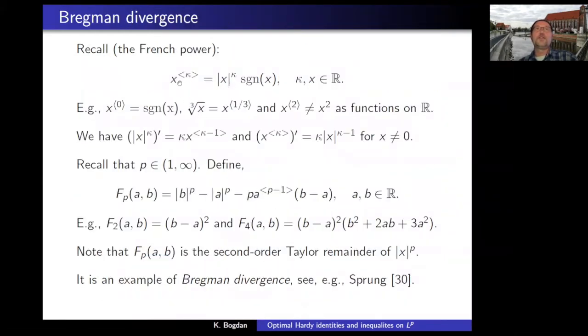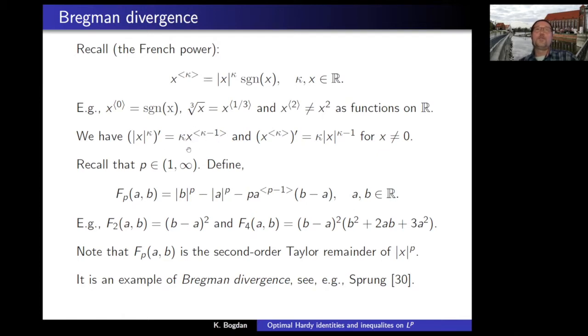So again, recall this French power that was defined on the previous page. For instance, the cubic root of x is x to the power 1/3, so that's the usual notation, but one should be careful with this notation. Perhaps we should teach our students this notation, and of course some other authors don't pay much attention, they just raise x to power 2 and consider this sign preservation as given. But we are using this notation, and here is the relationship in terms of the derivative. The derivative of the absolute value of x to the power k is expressed in terms of this French power.